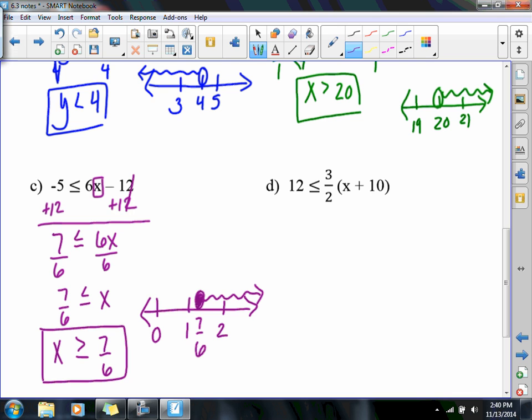So remember, when you get a fraction or decimal for an answer, that's okay. It might be right. And when you graph it on the number line, you want to put it between the two whole numbers that it would be between.